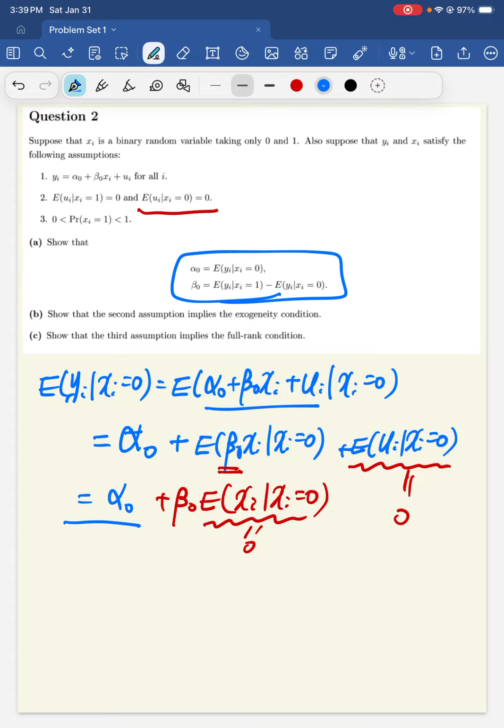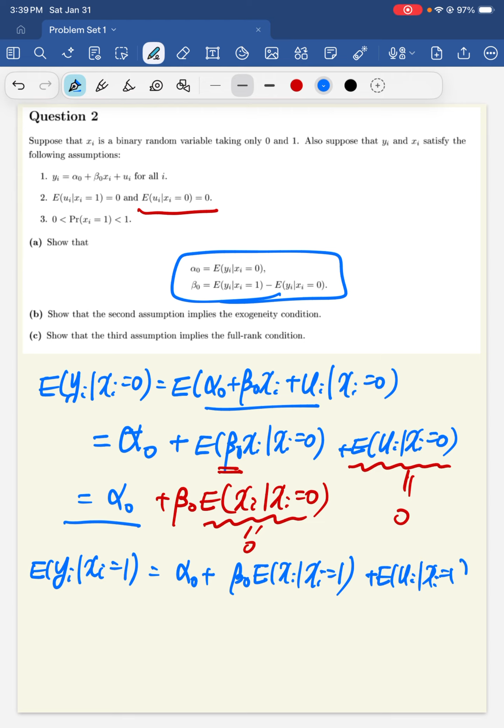Okay. Similarly, you can show that this equals, so I will skip the first line, same thing, alpha 0, beta 0 times the expectation of xi given xi equals 1, plus the expectation of ui given xi equals 1. Okay, and again, this is 0, and now this is 1, because x is 1. Then, in the end, it is alpha 0 plus beta 0.